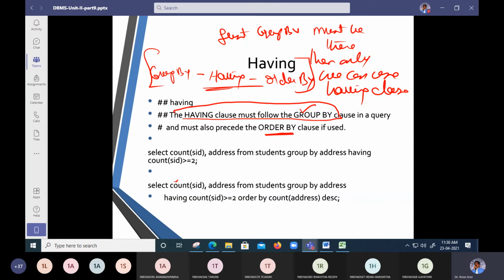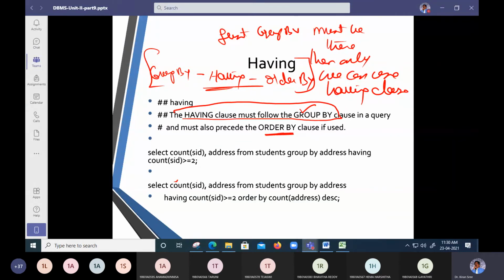So if I am using having and group by, order by should come at the last. If I am using group by, having and order by, then order by must come at the last only. Before that, it should not come. This is the compulsory condition that we have to follow.